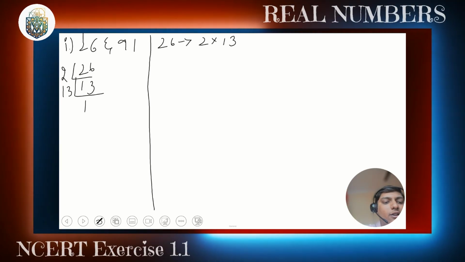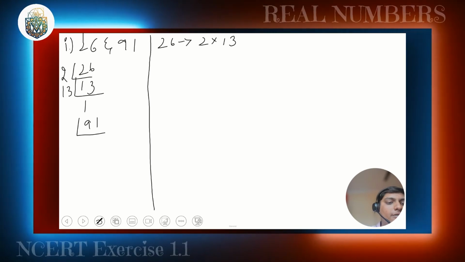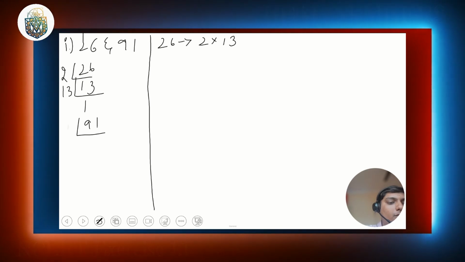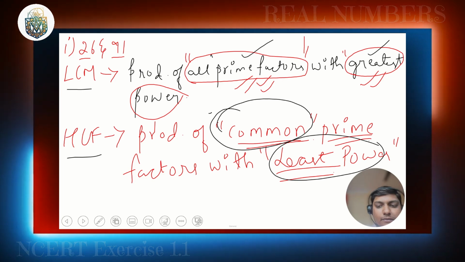Now I'll go with 91. I'll factorize 91. If I start with 91, I have to go with 7. So if I do it with 7.